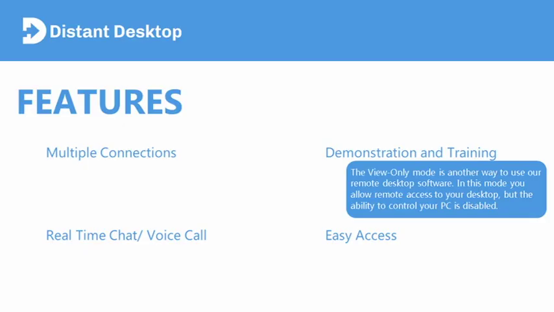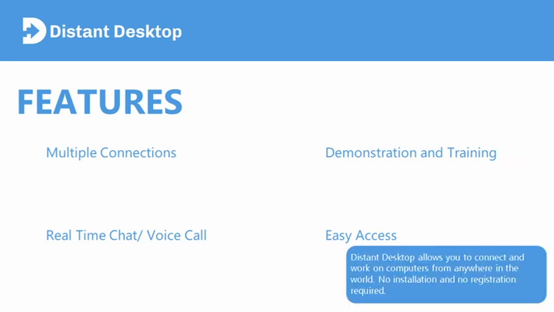For the third feature, distant desktop includes demonstration and training. The view-only mode is another way to use our remote desktop software. In this mode, you allow remote access to your desktop, but the ability to control your PC is disabled. The users are allowed to see your actions, talk to you, or send message to chat. This mode is ideal for distant education, training, or presenting your digital products.